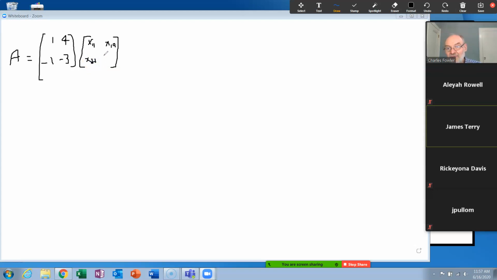2,1. And this one would be X sub 2,2. Now, just keep in mind what they are. Well, let's multiply those two matrices because they're both 2 by 2s. That will give you a matrix that is 2 by 2, right? Yes, sir.